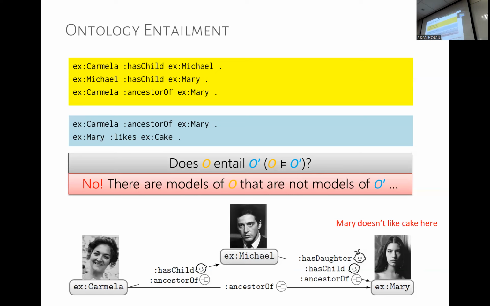So Mary doesn't like cake for some reason. Hard to believe. Yeah. Any questions, doubts?